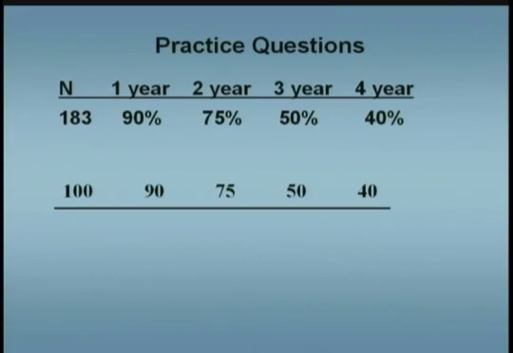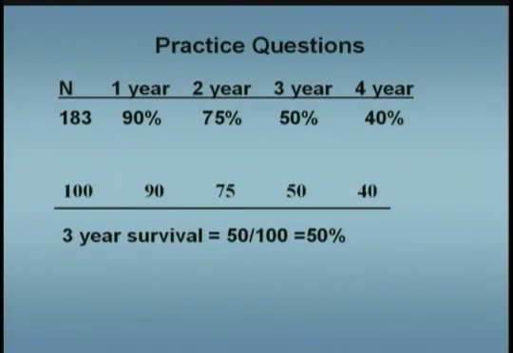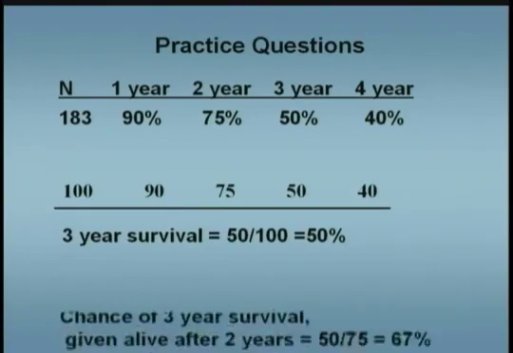But it also means that 75 must be a subset of the 90, because you must be alive after 1 year if you're going to be alive after 2. That also means that 50 is not only a subset of the 100 and a subset of the 90, but it must be a subset of the 75. So the 3-year survival rate is 50%.